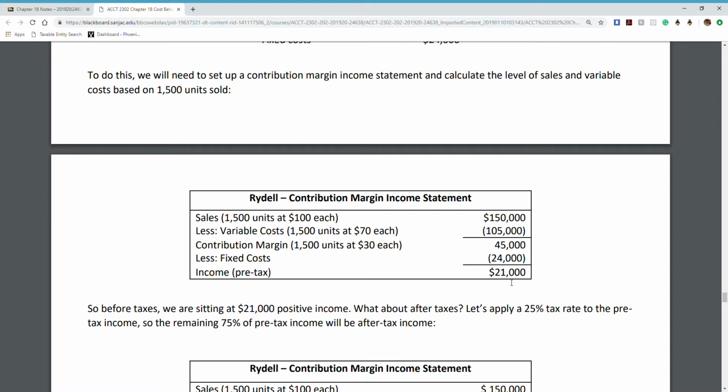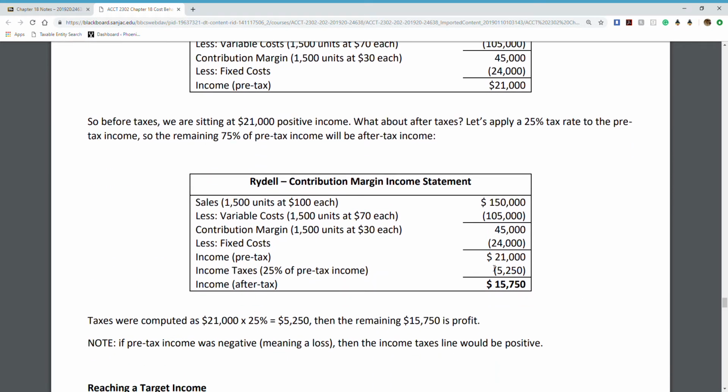Now we've got to figure out the taxes. We're going to apply a 25% tax rate to this. So what that means is we take 25% times 21,000. That's going to give us 5,250, and we subtract it from income. So this is our true net income using the contribution margin income statement: 15,750. That will be the profit if we were able to sell 1,500 units.